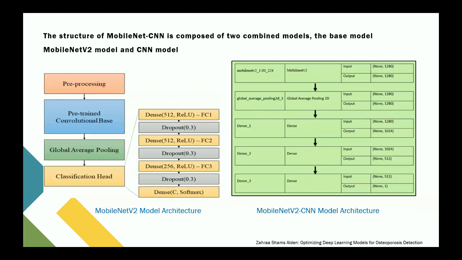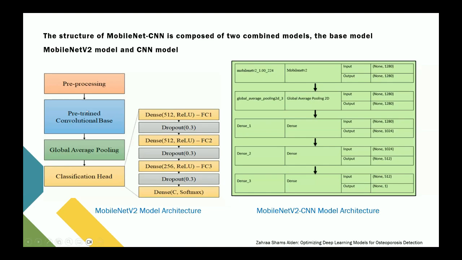Here we can see the typical construction of the MobileNet model. The first layer is the pre-processing layer, which is important for normalizing the input data and resizing the images. It ensures data consistency to improve the training process.